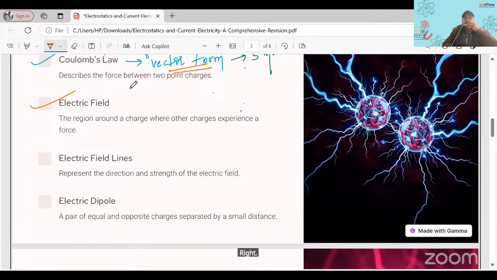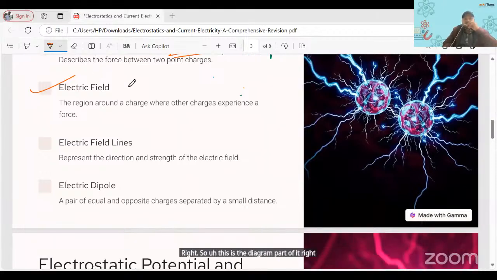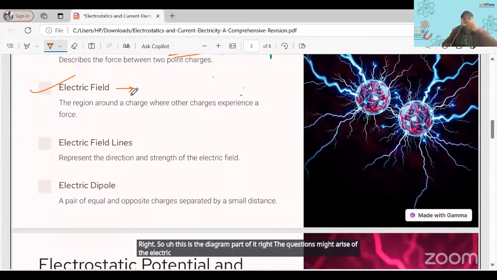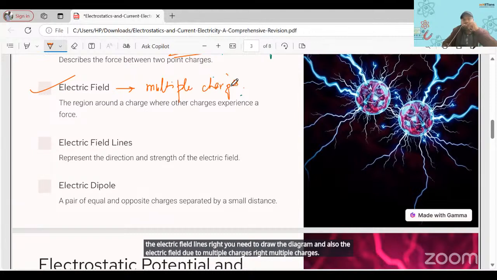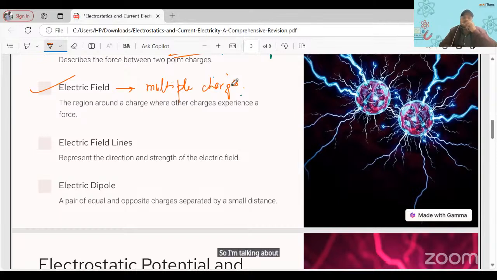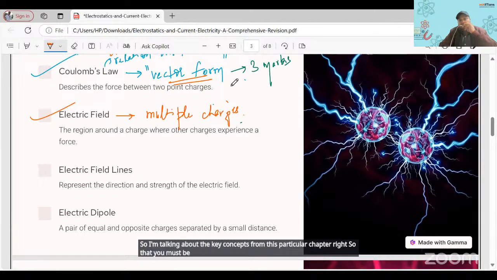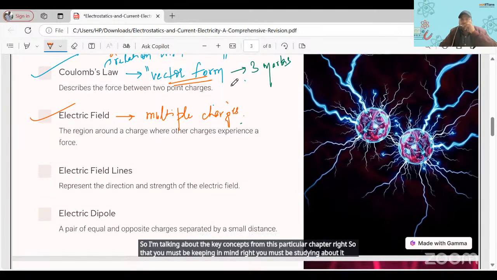So the diagram part of it, right? Questions might arise on electric field lines. You need to draw the diagram and also the electric field due to multiple charges. I'm talking about the key concepts from this particular chapter, so you must keep them in mind and study them before your exam.